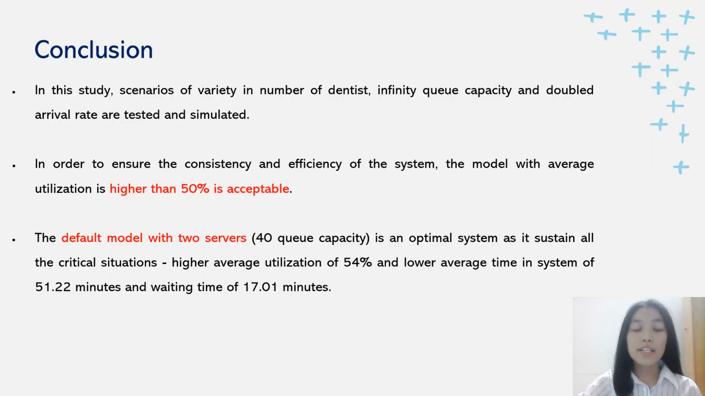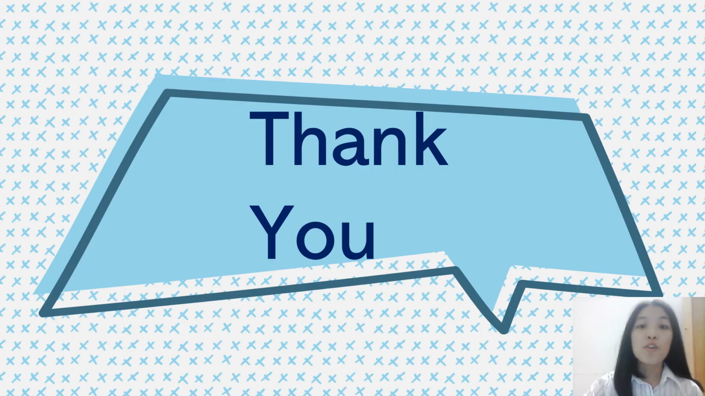In this study, the scenarios of varying number of dentists, infinity queue capacity, and double arrival rate are tested and simulated. To ensure consistency and efficiency, a model with average utilization higher than 50% is acceptable. Thus, the default model with 2 servers and 40 queue capacity is an optimal system, as it sustains all the critical situations with a higher average utilization of 54%, a lower average time in system of 51.22 minutes, and a waiting time of 17.01 minutes. That's all from our presentation.